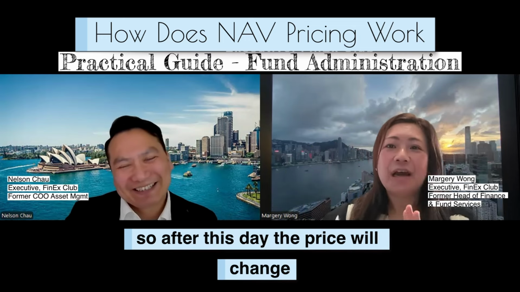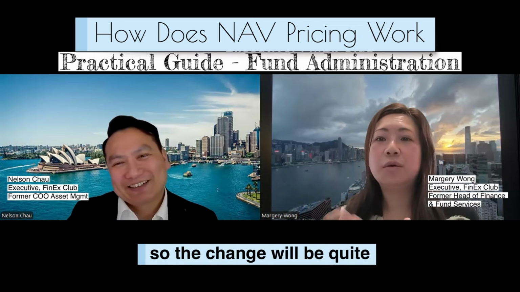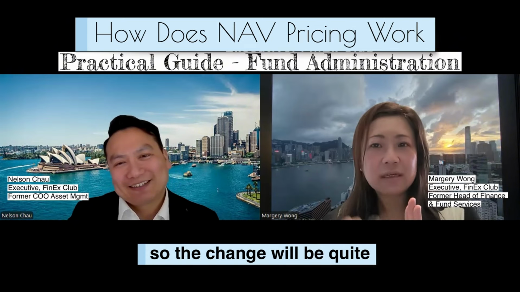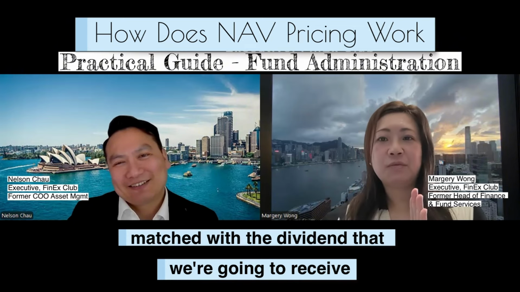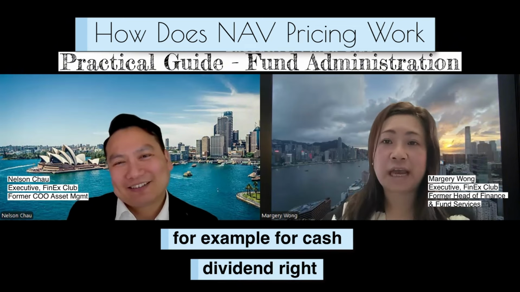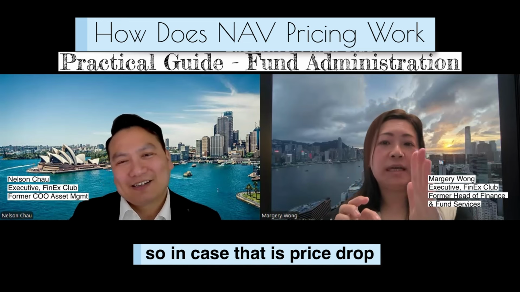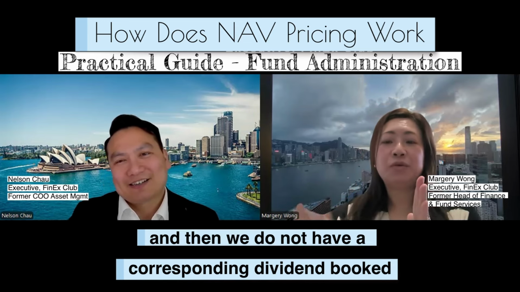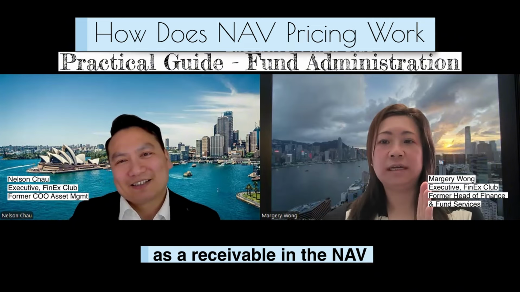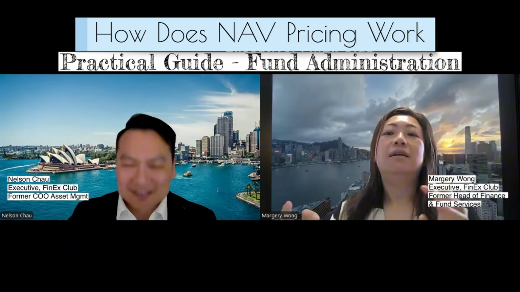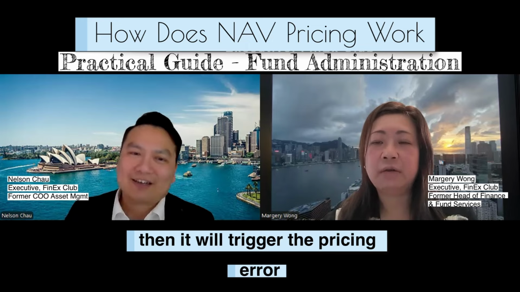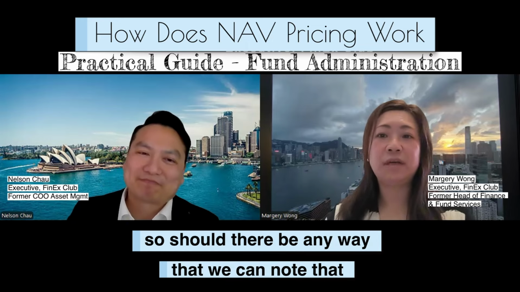So after a stay, the price will change. The change will be quite matched with the dividend we're going to receive, for example, for cash dividend, right? So there should be a catch up. In case there is a price drop, and we do not have a corresponding dividend booked as a receivable in the NAV, then we'll trigger a pricing error. So is there any way that we can look at this?